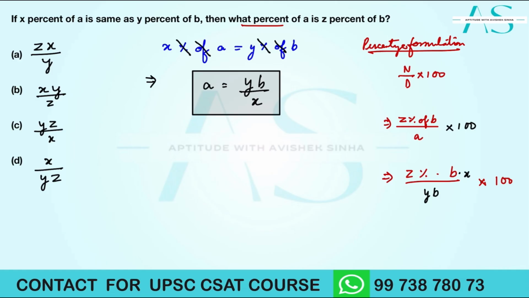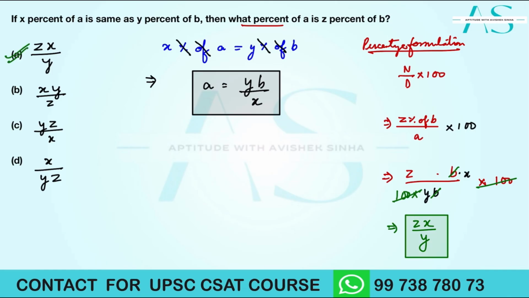If I take out this percentage symbol, कभी भी आप इसे eliminate करोगे, you need to divide it by 100. So I take out the percentage sign, I write 100 here. So ये 100 और ये 100 cancel out हो जाएगा. Now this B and B would be cancelled out. We are left with ZX by Y. Option A is your correct fit.